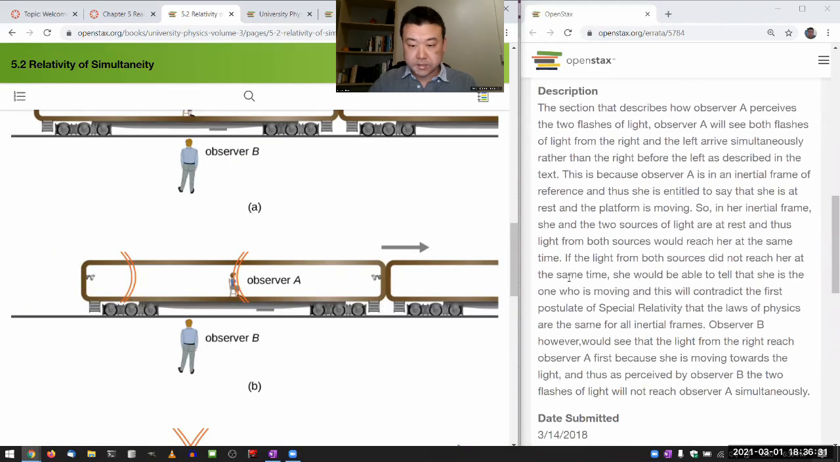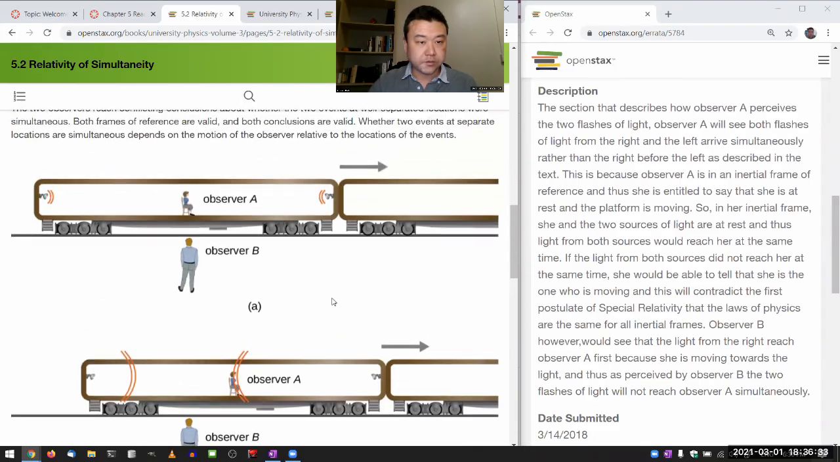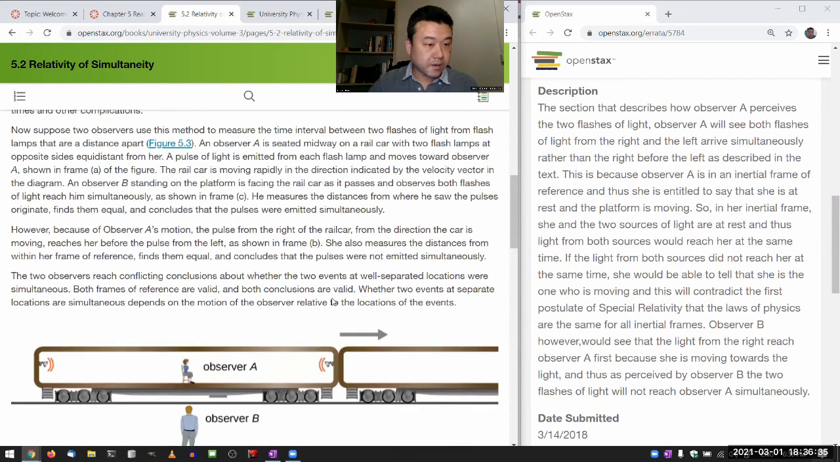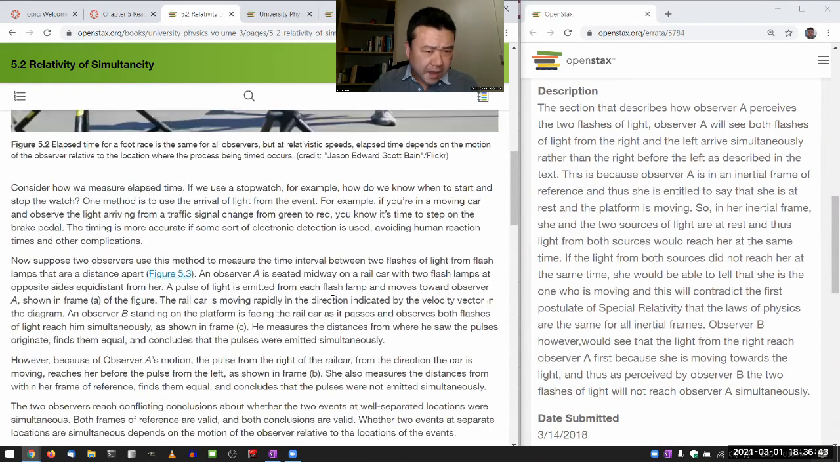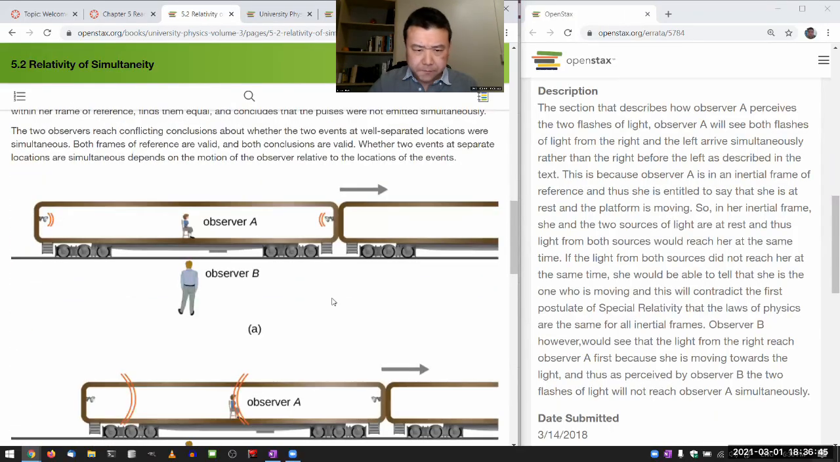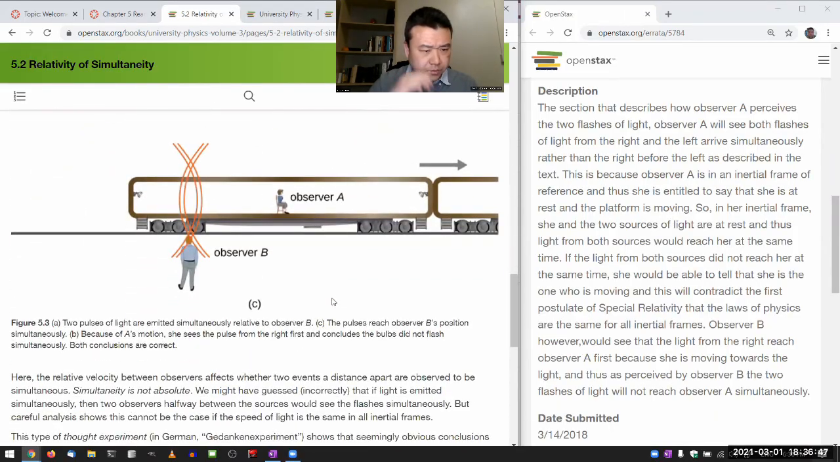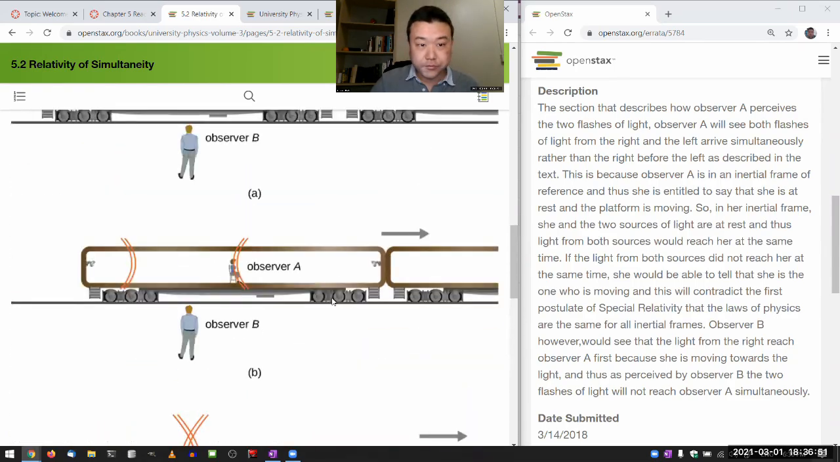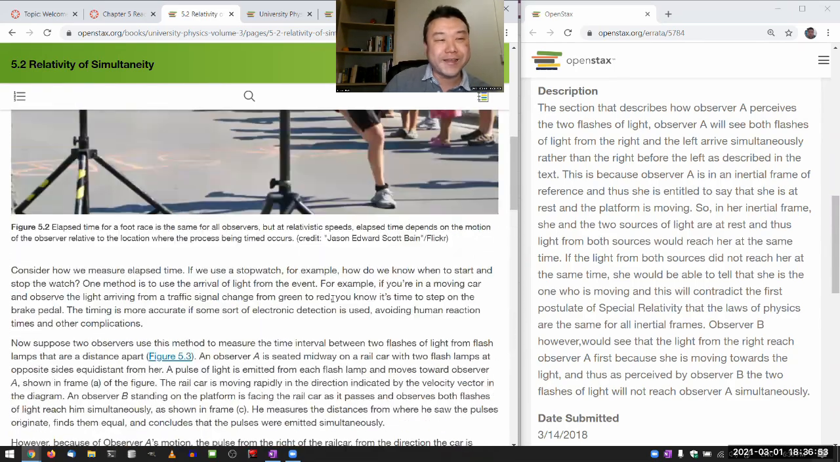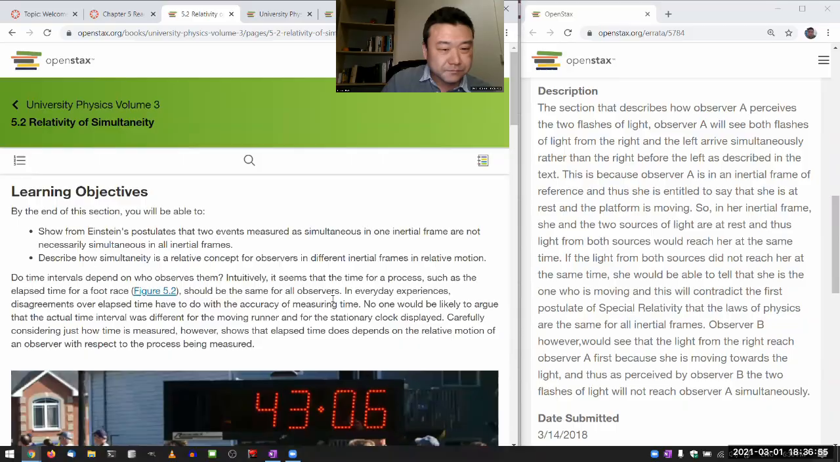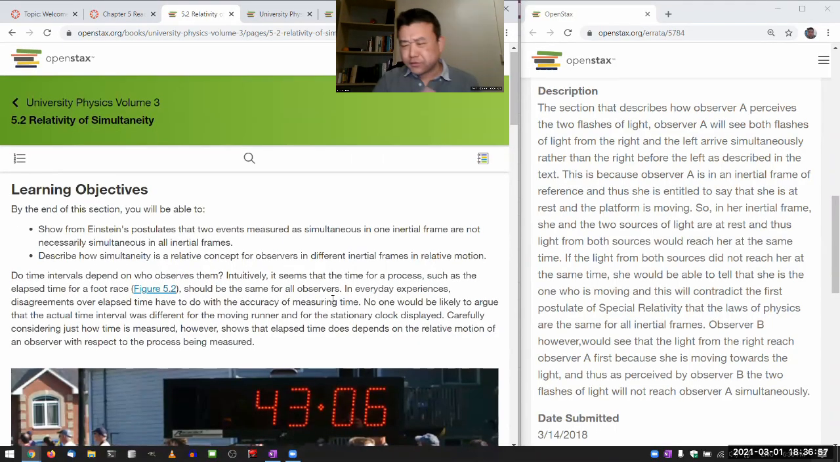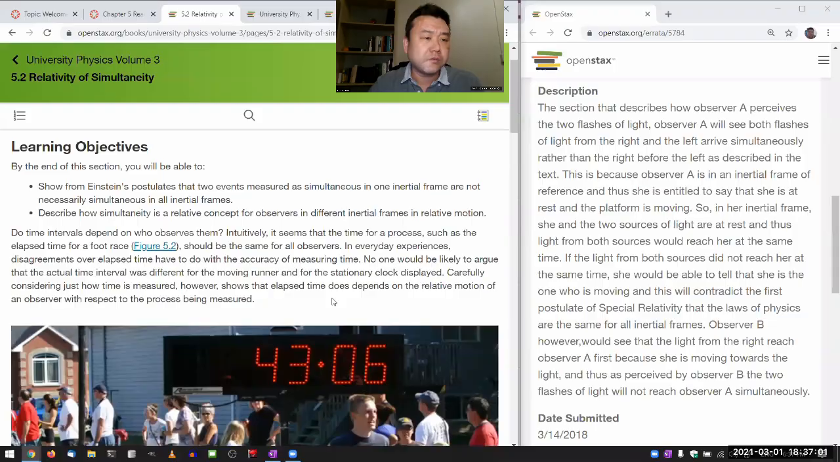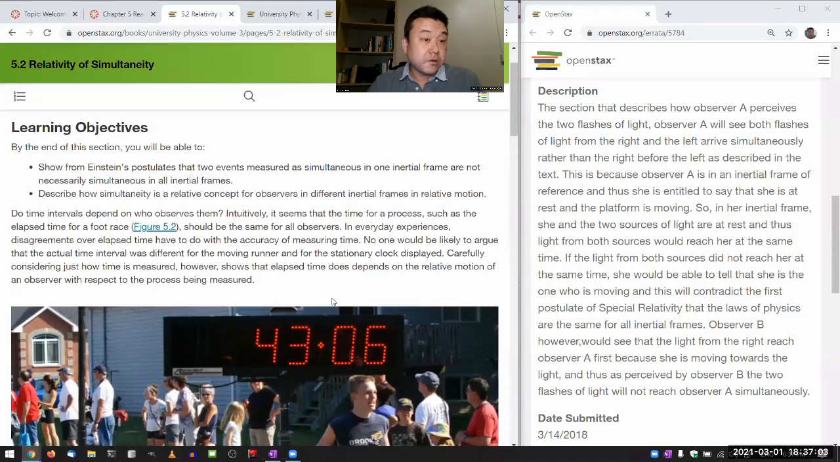So this submission is referring to this picture here, and I guess it might be worth the time for me to read through the whole section. So let me do that. I think I can do that in about 10 minutes and it'll be worth the time. So this is section 5.2.